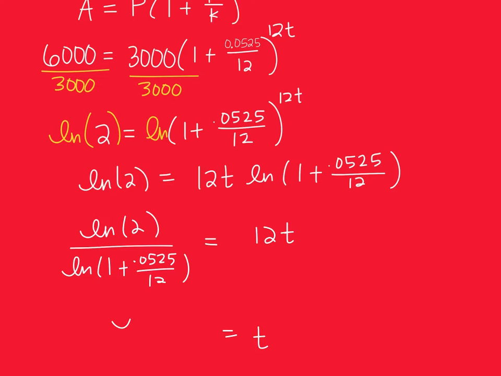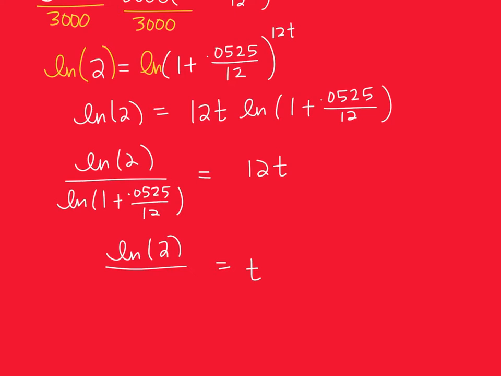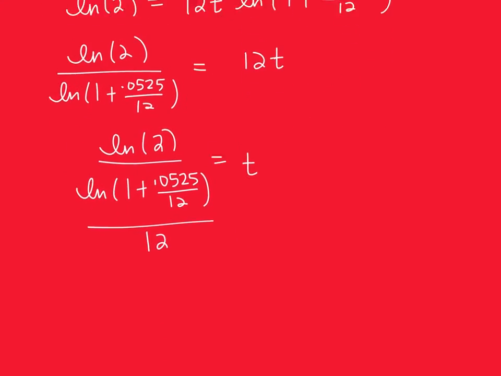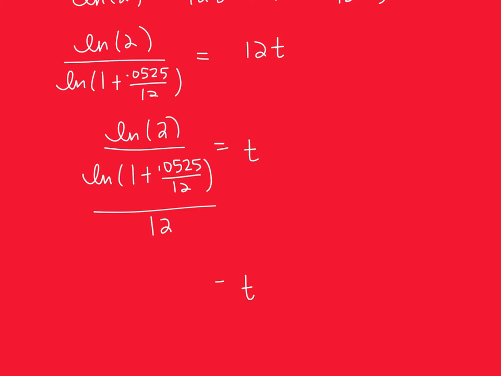And really, it's okay. You've got your calculator to do the hard work. So ln 2 divided by ln of 1 plus 0.0525 over 12. And then divide all of that by 12. All right, grab your calculator, which is what you needed it for now. Using your parentheses correctly, go ahead and type that value in, and I'll let you know if you came up with the right answer or not.